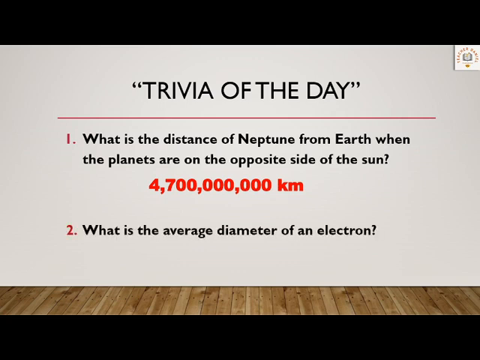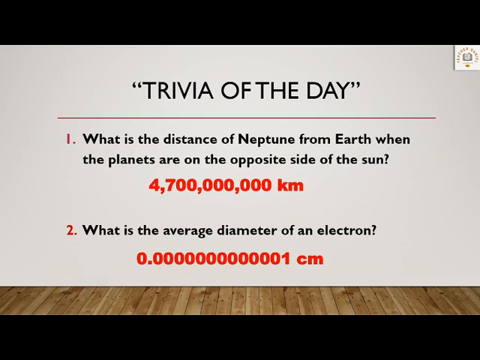Number 2, what is the average diameter of an electron? The answer is 0.000000000000001 centimeter. So, sobrang liit ng electron at imposibleng makita ng ating mga mata. Kailangan pa natin gumamit ng mga special microscope para makita ang electron. So, ano ba ang kinalaman nito sa ating topic for this morning? So, ang mga numbers na yan, class, ay pwede nating isulat in a form of scientific notation.